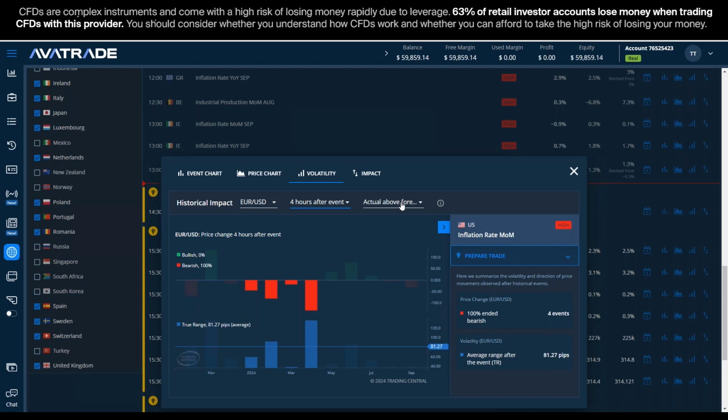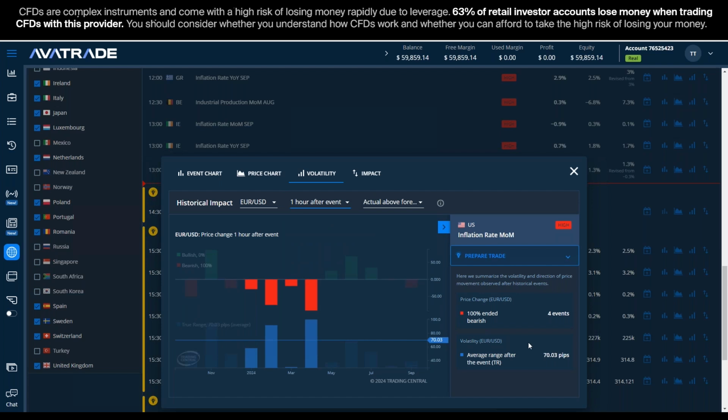If it already spiked, in this case, if it came in above forecast, if it already spiked down 40 pips before you could get your trade off, then maybe you say, okay, I'll wait. Maybe it spikes back up and you get a better entry point to go in the direction that you believe it should be after 4 hours, okay? Or after 1 hour, depending on which data you want to look at.